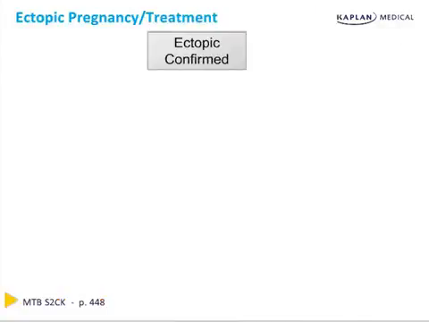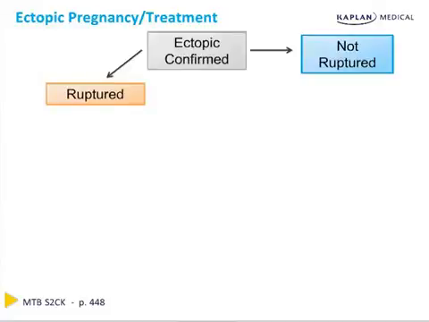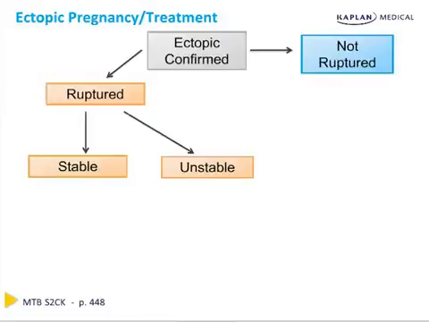Once you've determined that you're dealing with an ectopic pregnancy on the Step 2 exam, this algorithm can be very helpful to answer questions that will follow. First, you need to determine if the patient has a ruptured ectopic pregnancy or an unruptured ectopic pregnancy. Those who have a ruptured ectopic pregnancy need to be deemed stable or unstable.